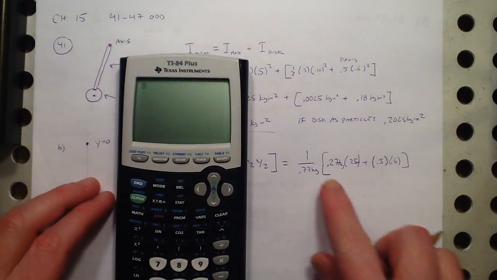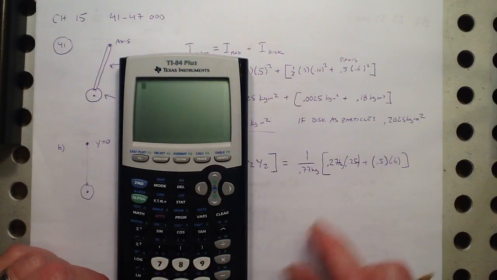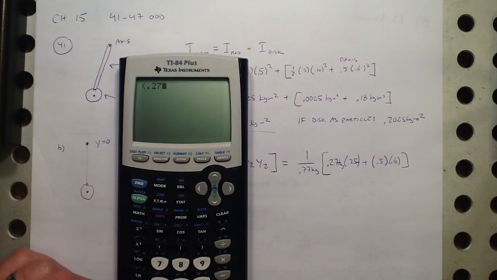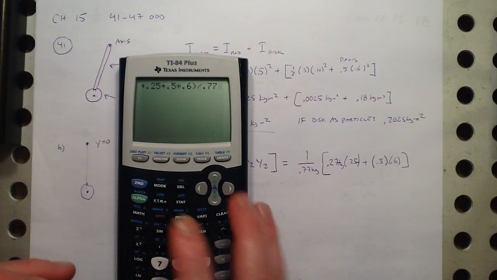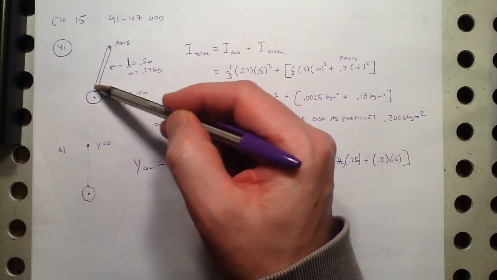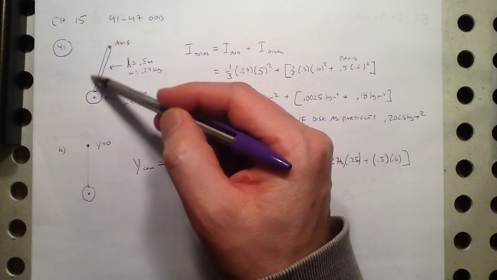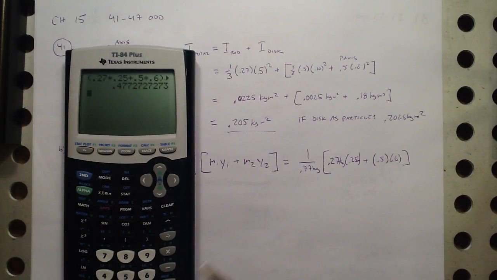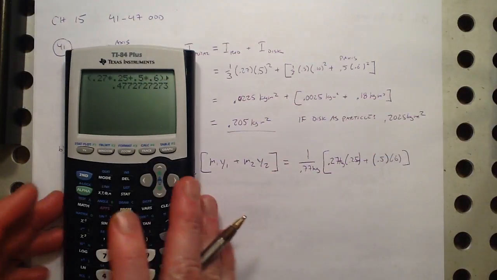So that's not a complicated thing to do. Just have to do it. So let's see, I've got 0.27 times 0.25 plus 0.5 times 0.6 all over 0.77. Hopefully we should get something that makes sense before I hit enter. I'm expecting something somewhere in this range, probably 0.3 to 0.4, something like that. Oop, maybe a little bit more than I thought, so 0.477.